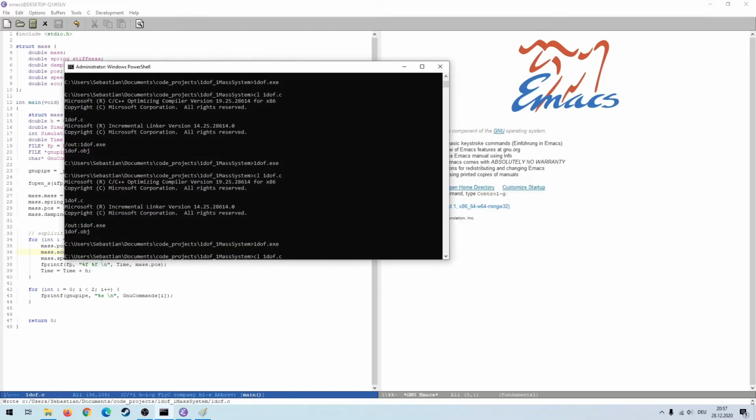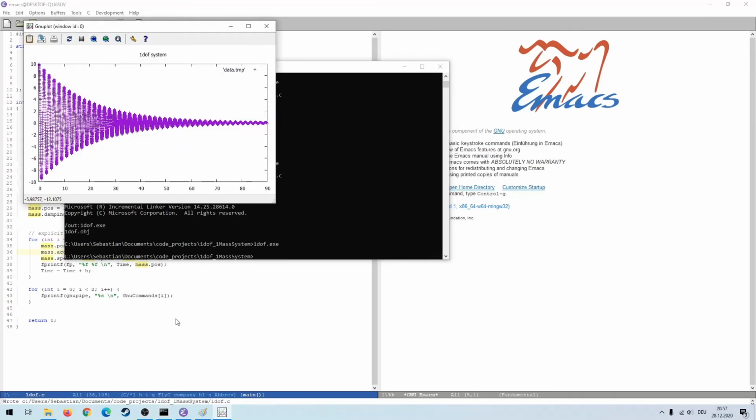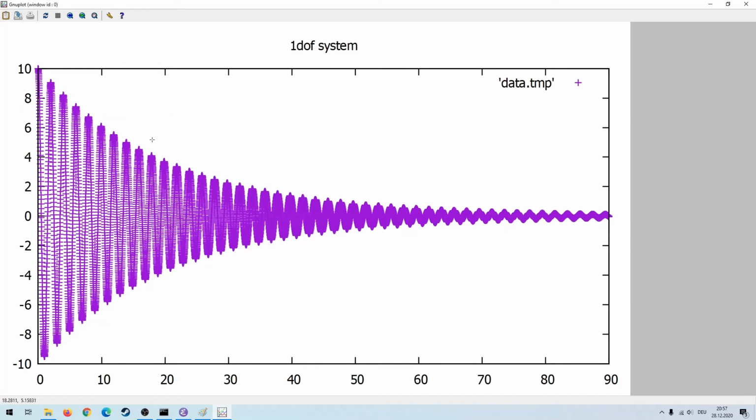And let's quickly compile our system and have a look. There we go. Now we have introduced damping. As you can see, the amplitude of our oscillation is reduced.